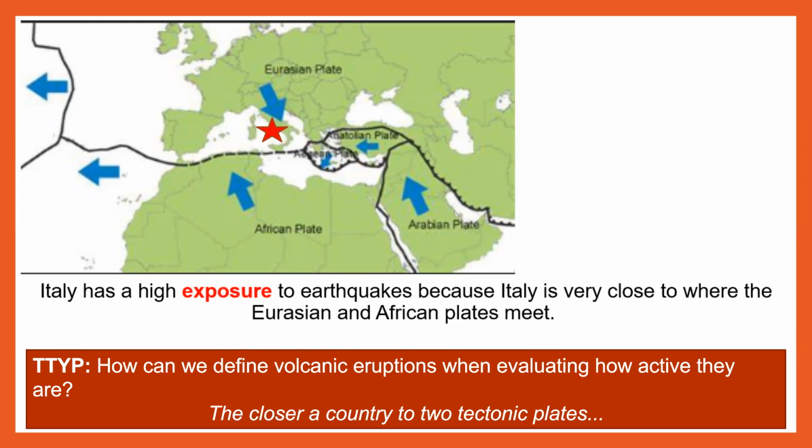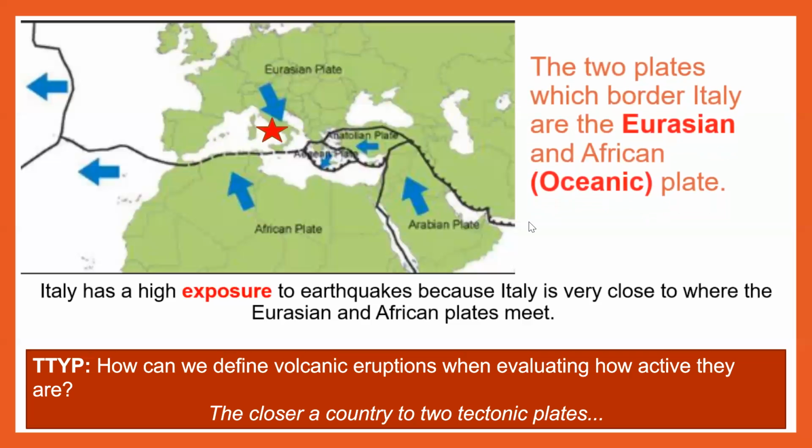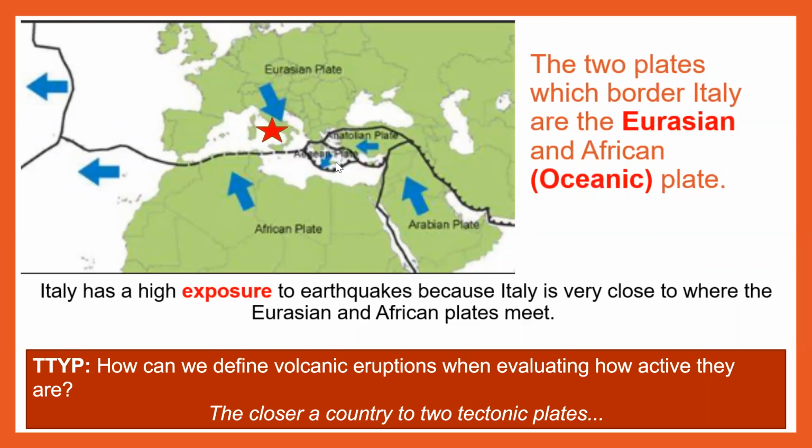Okay, so we can either say that they are active, that they are dormant, or they are extinct. So well done if you remembered that from a previous slide. We can see Italy has a high exposure to earthquakes because Italy is very close to where the Eurasian and African plates meet. The 2 plates which border Italy are the Eurasian and African oceanic plates. So we can see there that border running right by Italy.